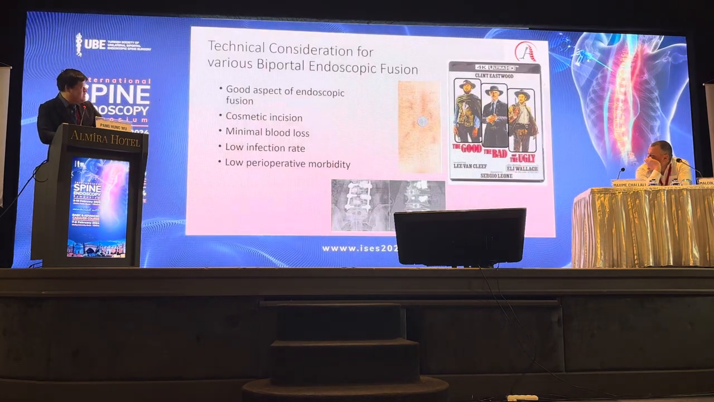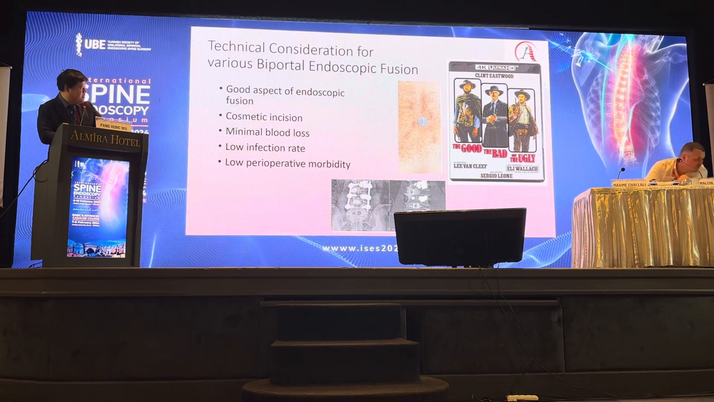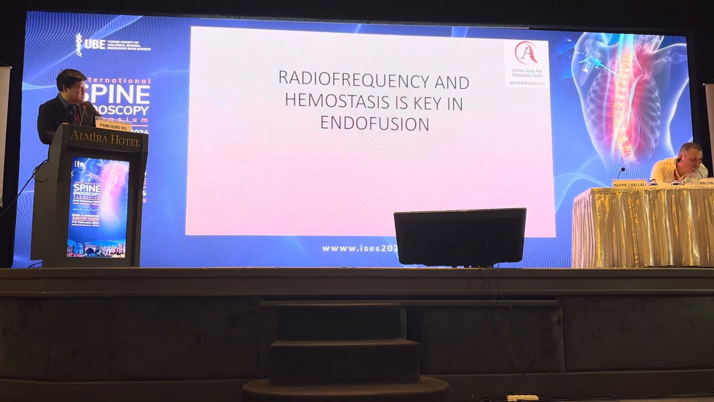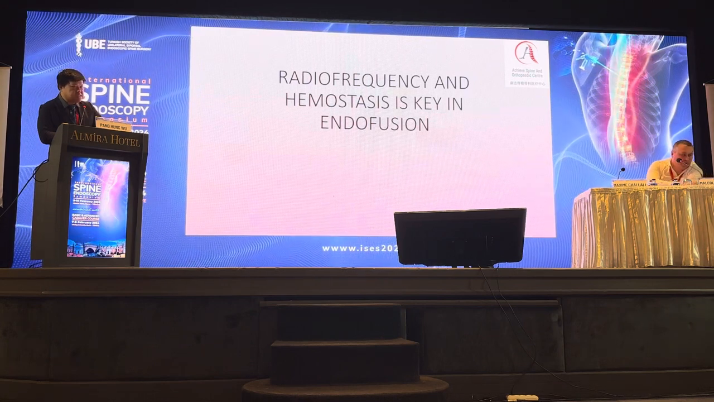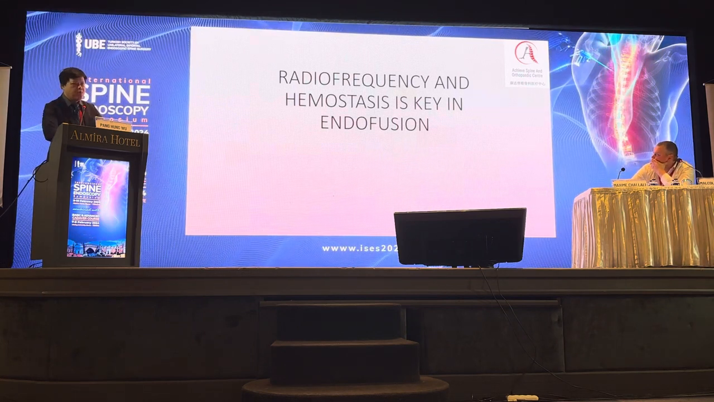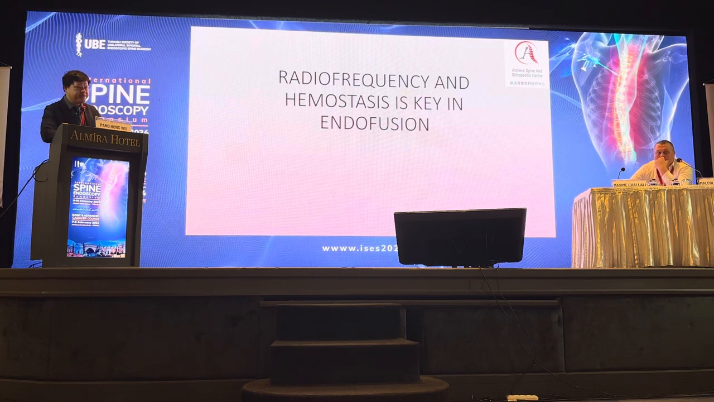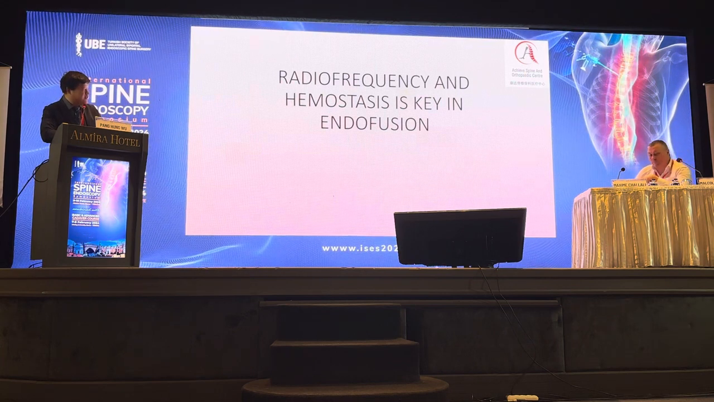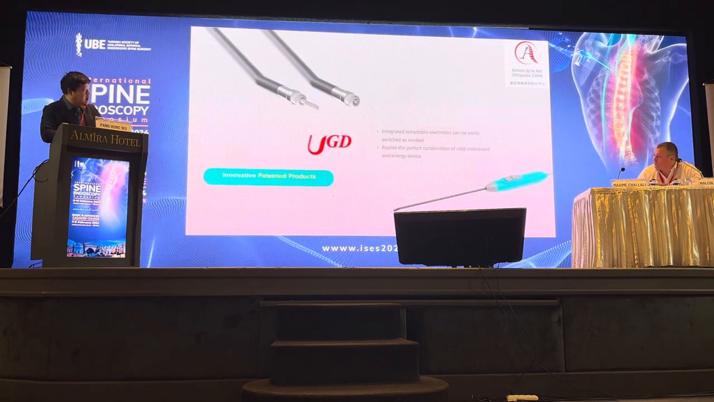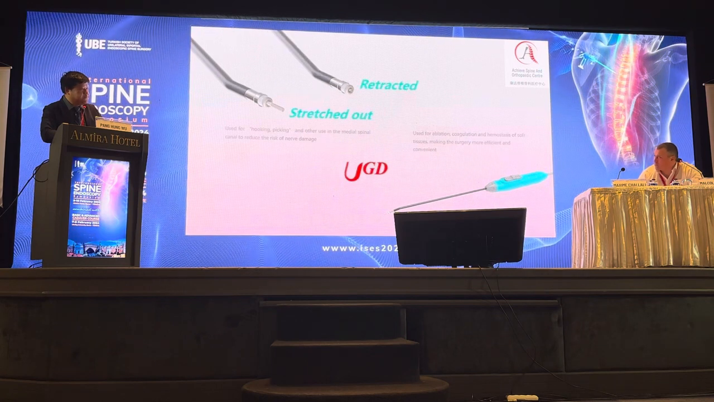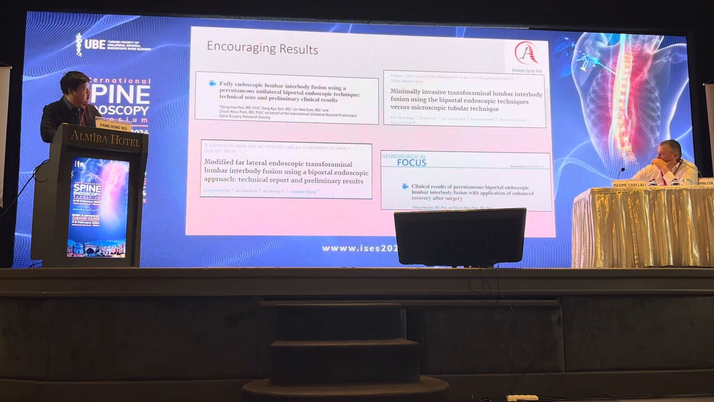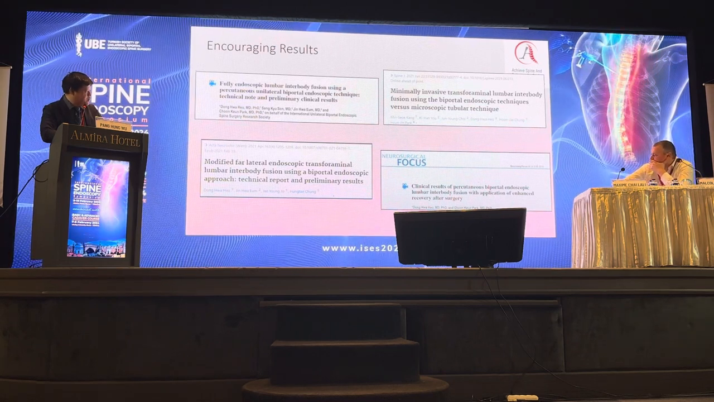So a few things about this fusion, just some points. I think one is that we need good radiofrequency hemostasis. I think endoscopic fusion particularly bleeds more than the interlaminar decompression, because we are working in a posterolateral window where there are multifidus muscles. So we encourage you to use good products that have various types of options to perform the hemostasis.